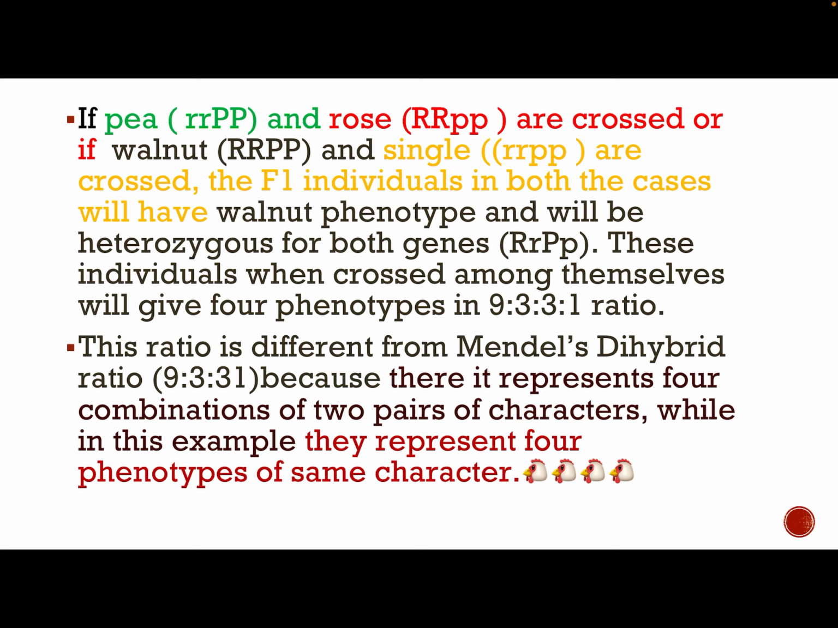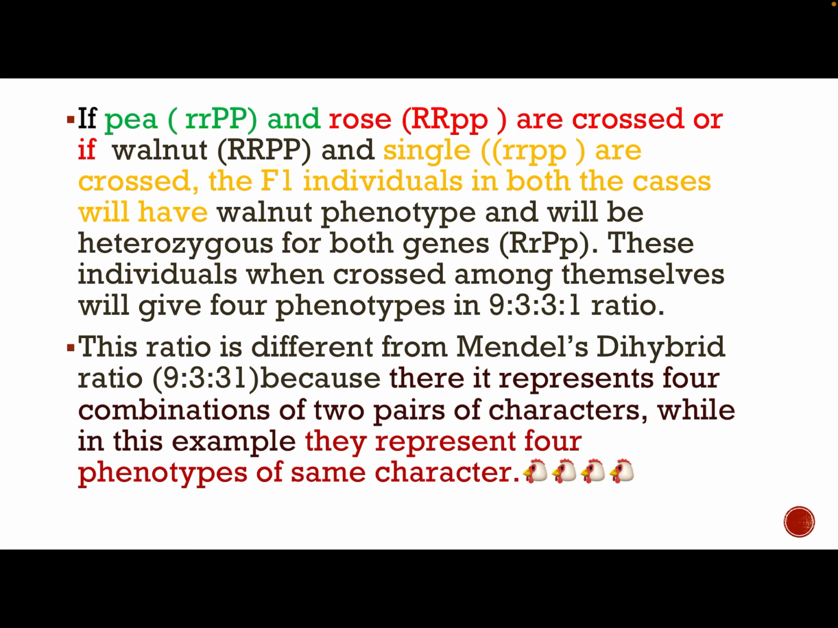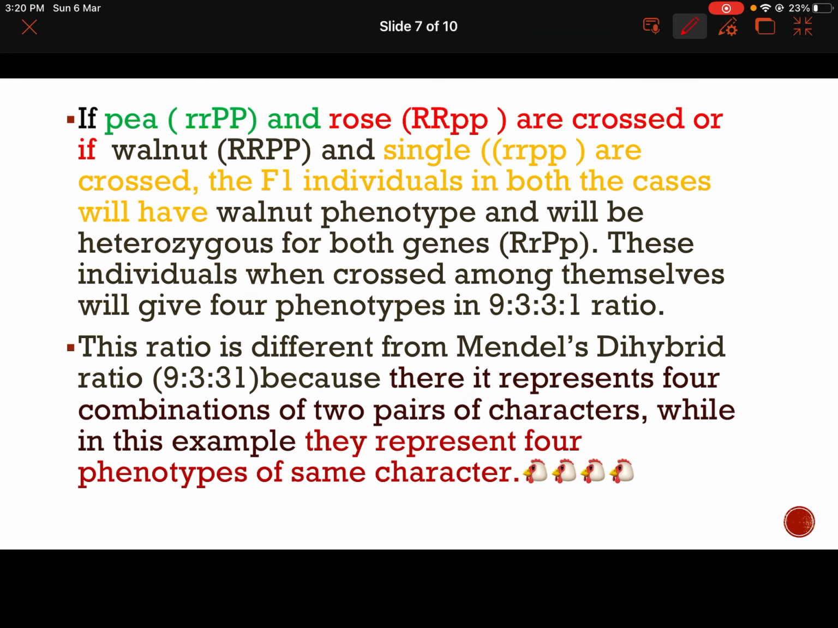If P and rose are crossed, or if walnut and single are crossed, the F1 individuals in both cases will have walnut phenotype. It is like a dihybrid cross we have read in Mendel's law of inheritance, where the F1 is always heterozygous, like this, that is walnut.